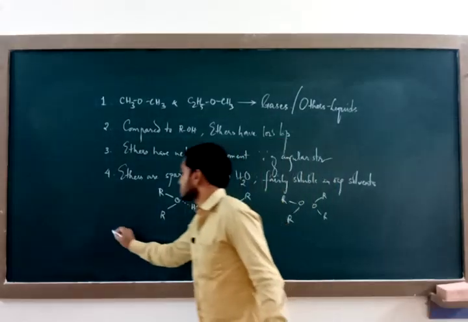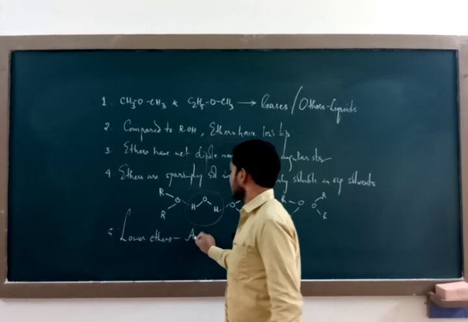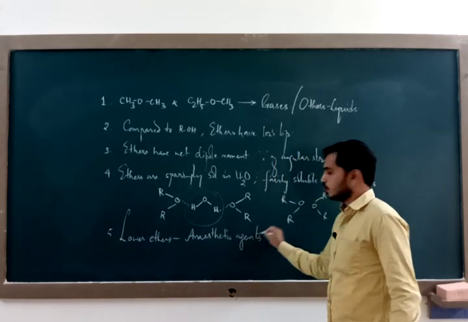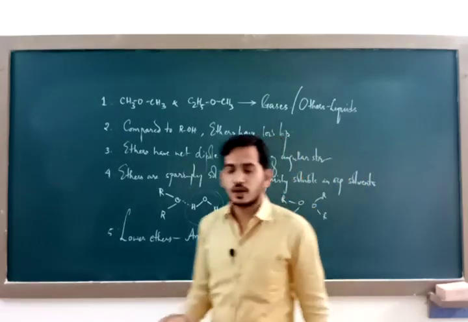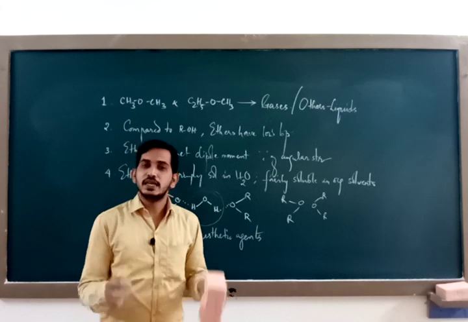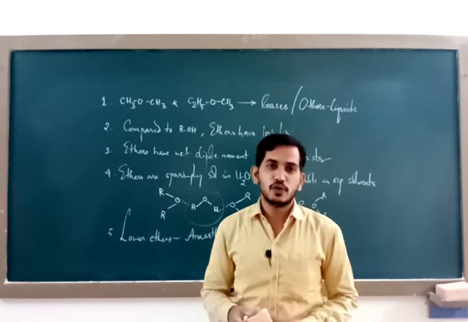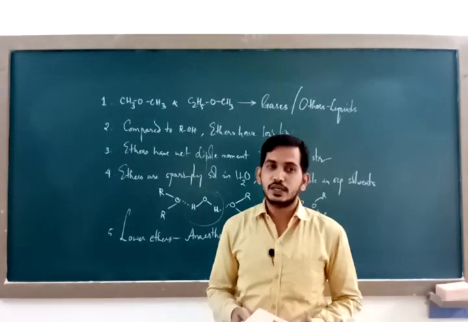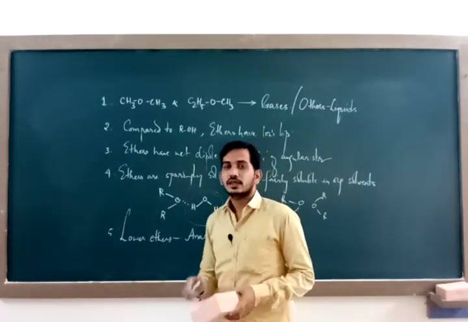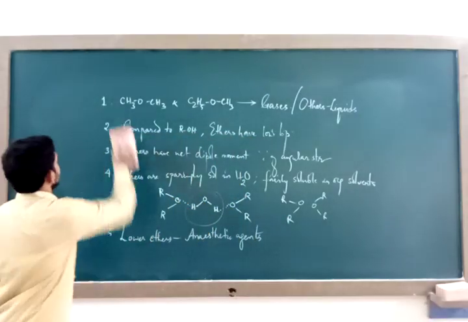Then the last property is, lower ethers are used as anesthetic agents. You should know what anesthesia is. Anesthesia is the procedure of making a patient not feel pain while being operated upon. For anesthesia, earlier chloroform was used. Now because chloroform is considered to be dangerous, chloroform is now replaced by ethers. Ethers are now used as local anesthetic agents. So these were physical properties.